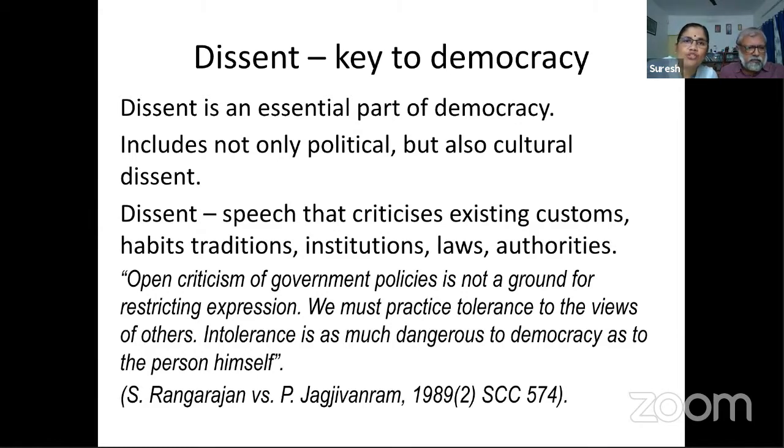Now, to go back into the nitty-gritties of free speech, while speech, as we understand in the ordinary sense of the term, we would be looking at speech as talking. But you would notice in the slide, which we have explained, that speech includes written works like poems, songs, slogans, and pamphlets. You name it, everything comes within free speech.